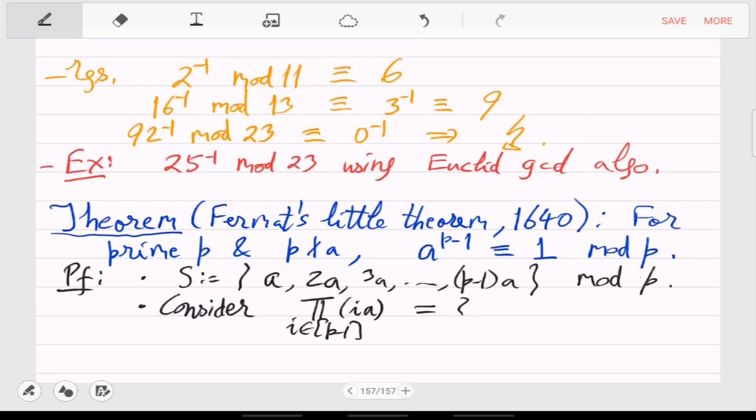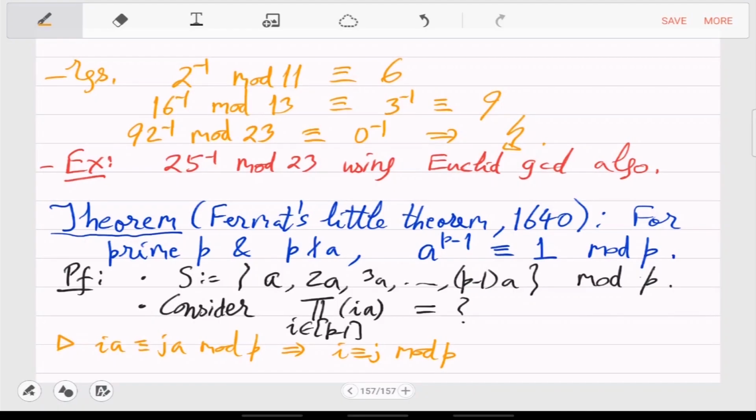So what is this? The elements of S, when you multiply them, what do you get? Why do you get p minus 1 factorial? So what you have to realize is that S has p minus 1 distinct elements. No two elements are the same mod p. So that's the proof.